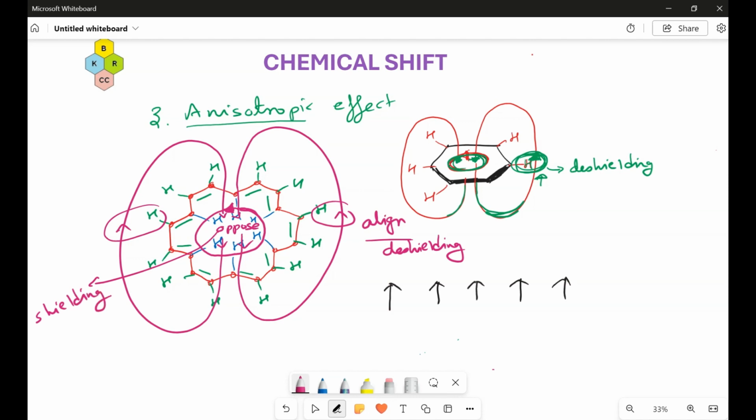As we have already mentioned, electrons around a nucleus oppose the external magnetic field and shield the nuclei. So if you are opposing the external field, you will shield the nuclei. When they align with the field, as here, it will be de-shielding. If you are opposing the field, you can see it is opposing, so it is shielding the hydrogen. So the 6 inner hydrogens will be shielded, and the 12 outer hydrogens will be de-shielded.